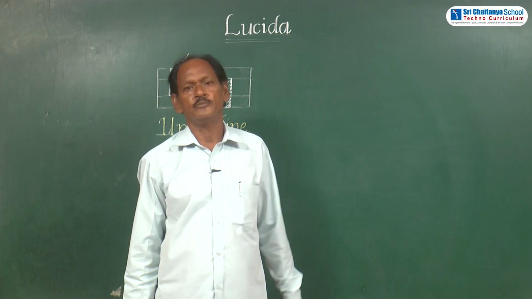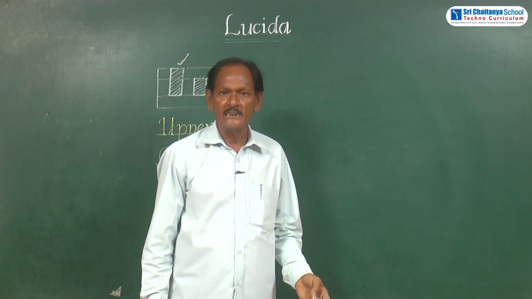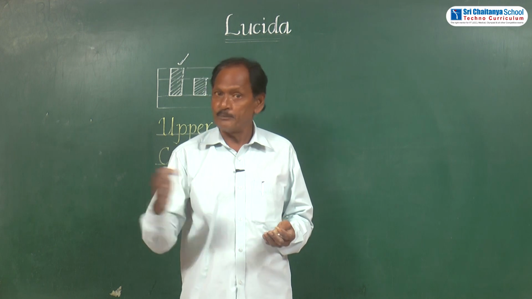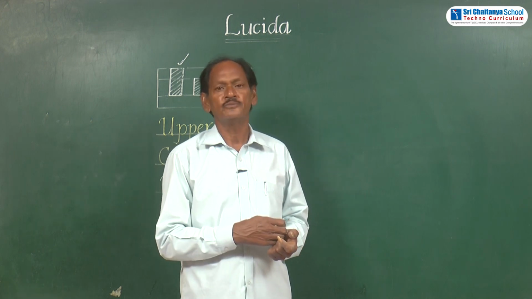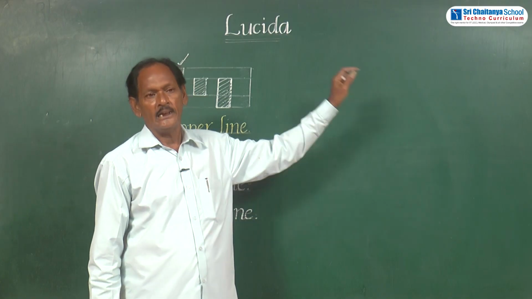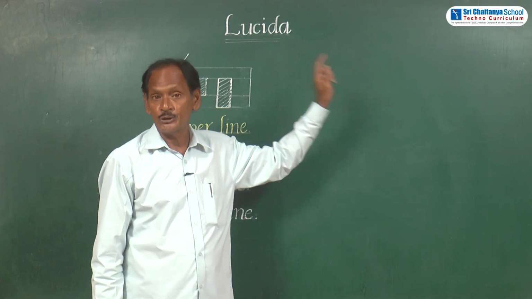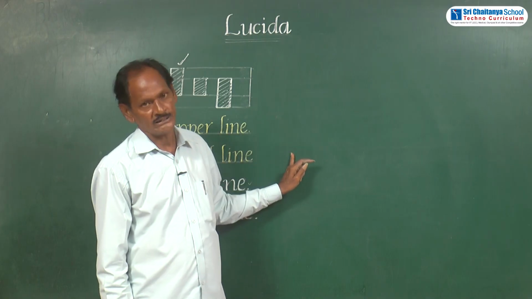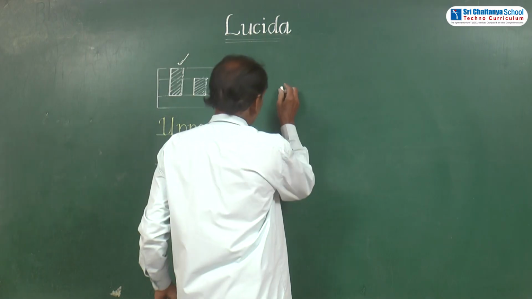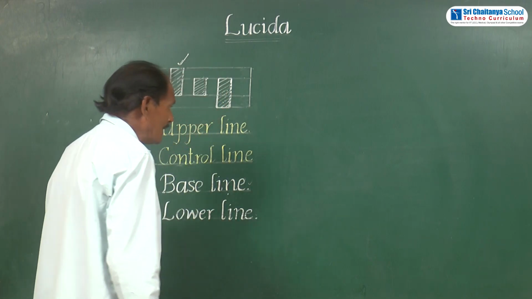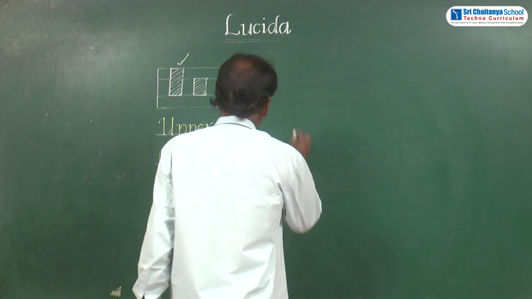For them, and some students, those who are writing on plain papers, for them also, I am going to write all the upper zone letters again on the board within 2 lines and also on the plain surface. Okay. First of all, I will write these letters in 2 lines. All the upper zone letters I will write in 2 lines.